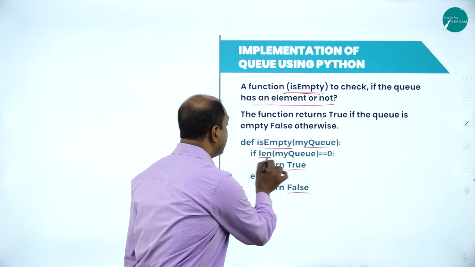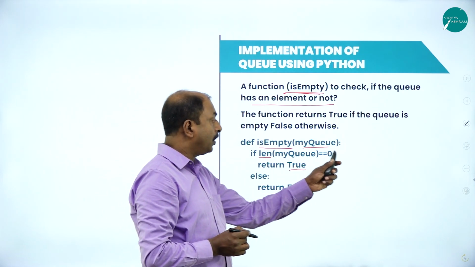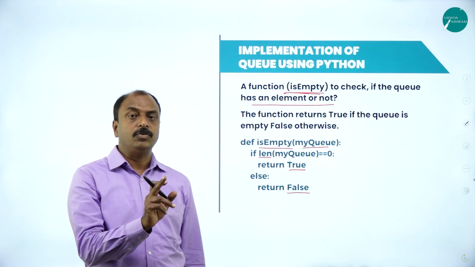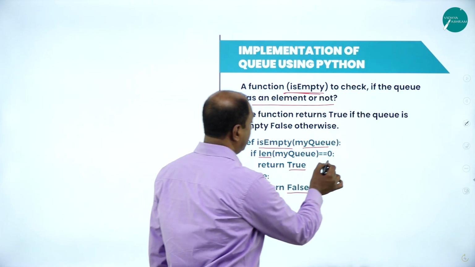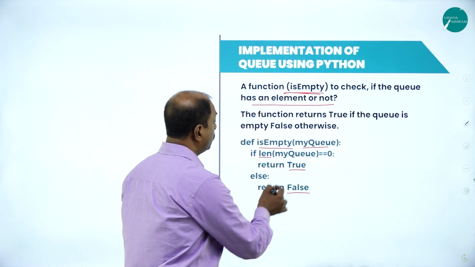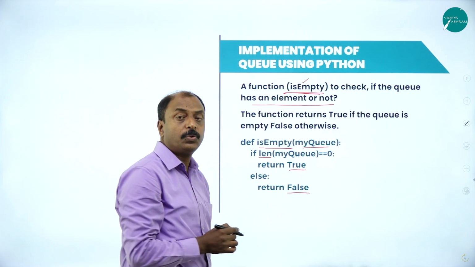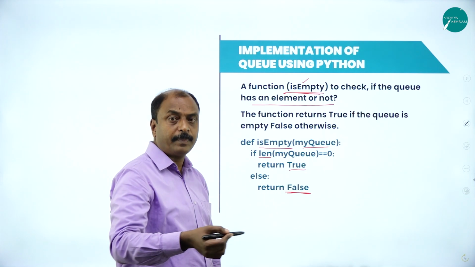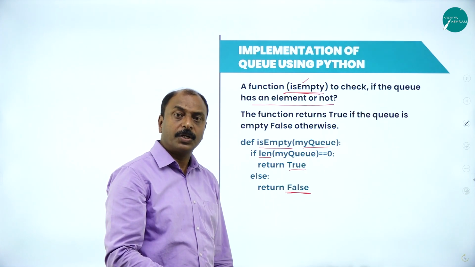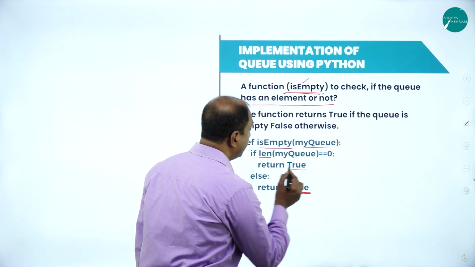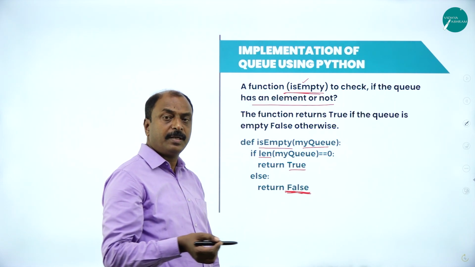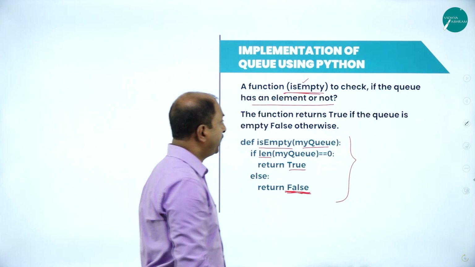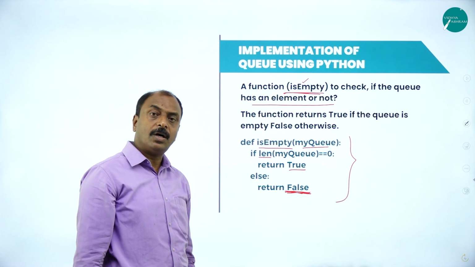So here length is the function we are using to find out the length of the queue. If there are no elements in a queue, obviously the length will be 0. So if the length is 0, it means there are no elements, it returns true, meaning the queue is empty. Otherwise it returns false, meaning there are elements in the queue. It indicates that the queue is not empty. So this is a function to check whether the queue is empty or not.